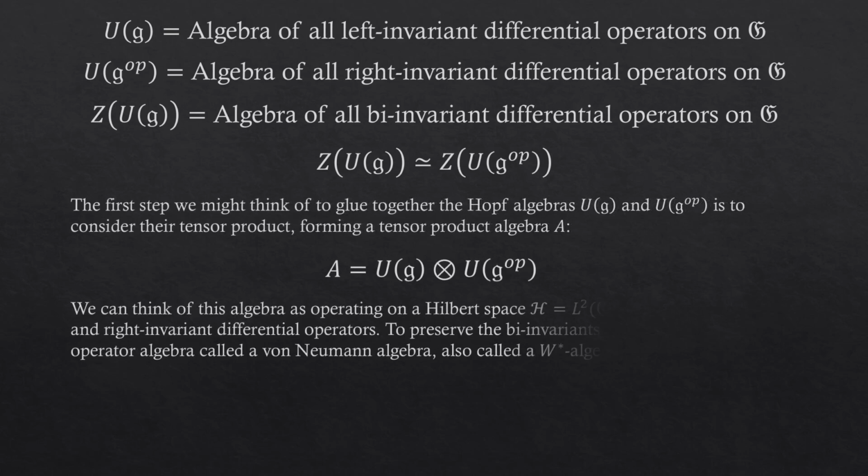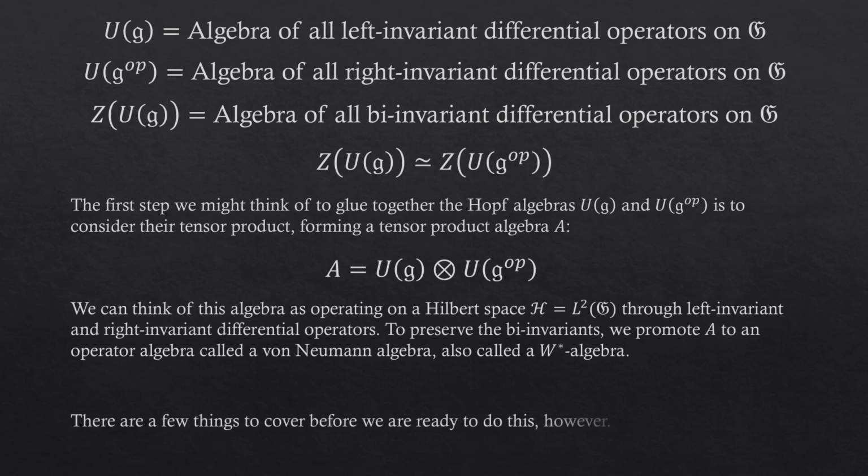So we can think of this algebra as operating on a Hilbert space, which is a space of square integrable functions on the Lie group in this specific instance, through left-invariant and right-invariant differential operators. And to preserve the bi-invariants with these left and right invariants, we can promote A to an operator algebra called a von Neumann algebra, also called a W star algebra. But there are a few things to cover before we're ready to do this.